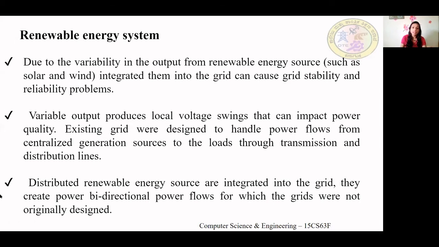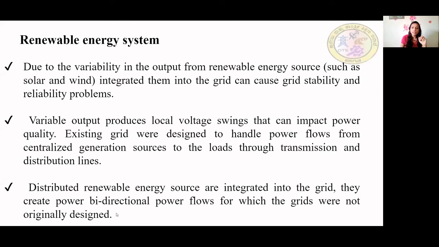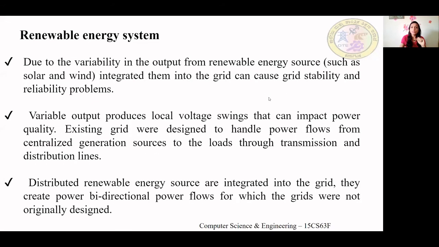They say that distributed renewable energy sources are integrated into the grid. They create bi-directional power, but your existing grids were not originally designed for bi-directional flow. If you use smart grids, it will be bi-directional. Any doubts in these three points? Renewable energy is nothing but energy generated by solar and wind. Existing grids are single directional, but for renewable energy we need bi-directional.